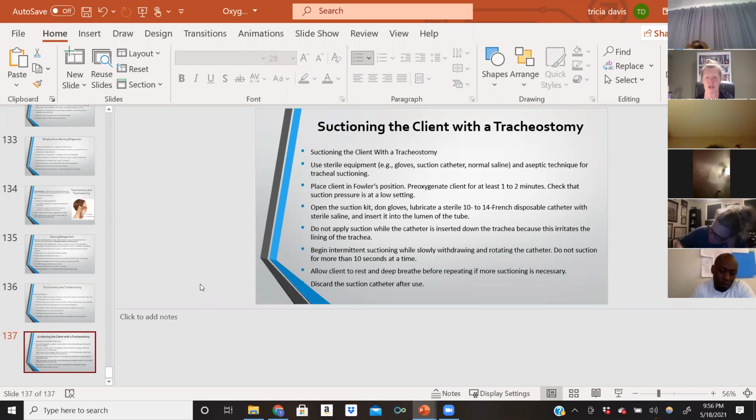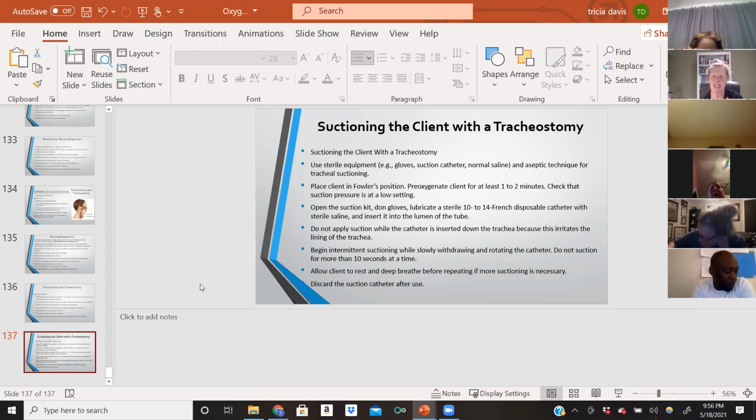So you're going to put that patient in the Fowler's position. You're always going to make sure that you pre-oxygenate them beforehand, because you're going to remove that little bit of oxygen when you go down and suction them. So you want to make sure they have good oxygen for at least 1 to 2 minutes. You're going to check that your suction is on a low setting because you don't want to cause trauma by having it at a medium or a high setting.